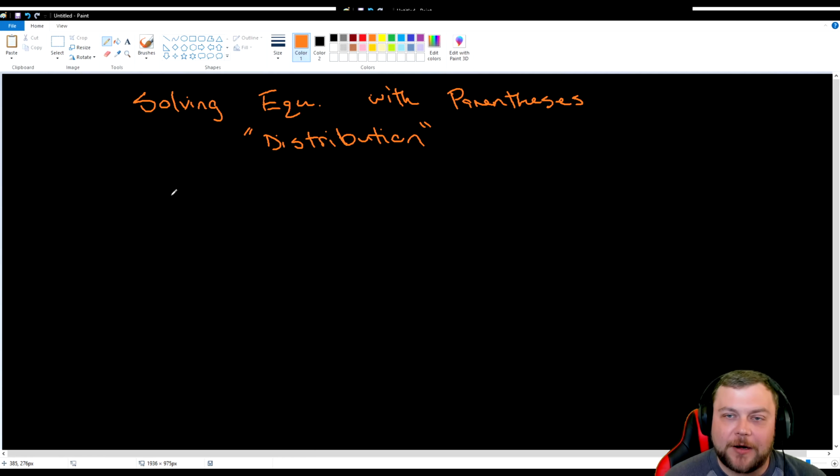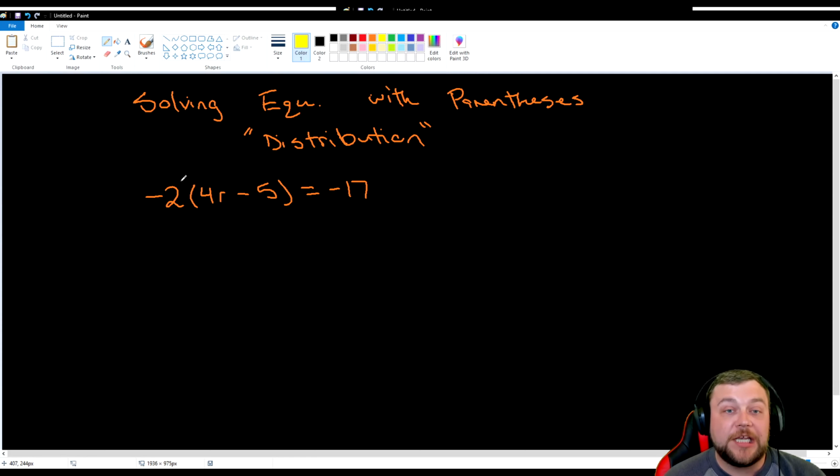Let's take a look at our first example problem, and that is going to be -2 open parentheses 4r minus 5 end parentheses equals -17. Okay? And remember, distribution: everybody gets something. If you're inside of this parentheses, you're going to get it. Outside of our parentheses, we have the -2, and we're going to distribute that to the 4r and then to the 5.